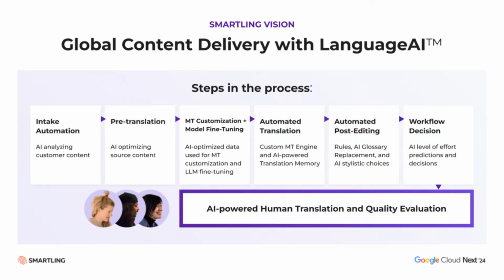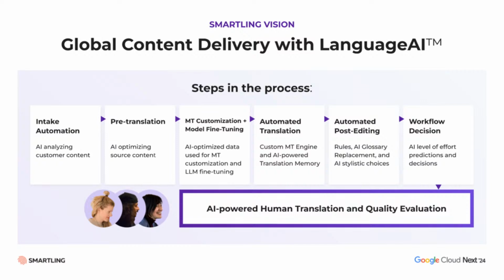So first, I want to open up with Smartling's vision on where language AI actually fits into the global content delivery ecosystem. And then we'll move on to where Google models are a great fit and are used in that ecosystem. We'll touch on that later. So basically, if you look at AI throughout the global content transformation journey, there is a good home for AI pretty much on every step.